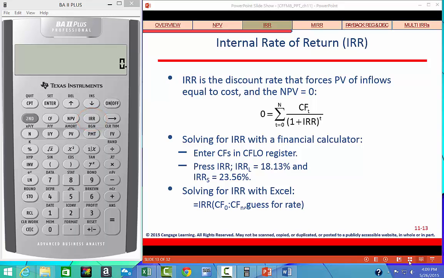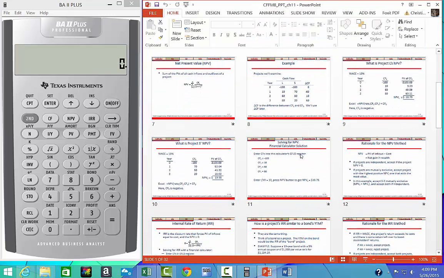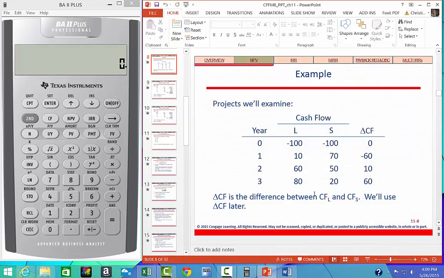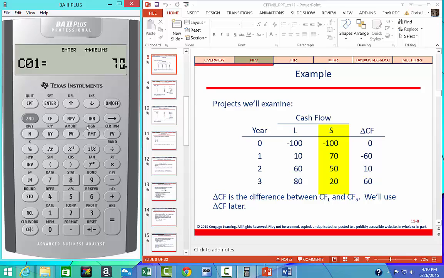Okay, so let me find the cash flows and we'll calculate the IRR for project L and project S. Let me go back through and pull this one up. Okay, so for project, let me look in my cash flows to see which one I have. Okay, so I have project S still in my calculator. And so all I have to do is go to IRR and hit compute. And when we go back to that slide, we'll see that the IRR was 23.56%.